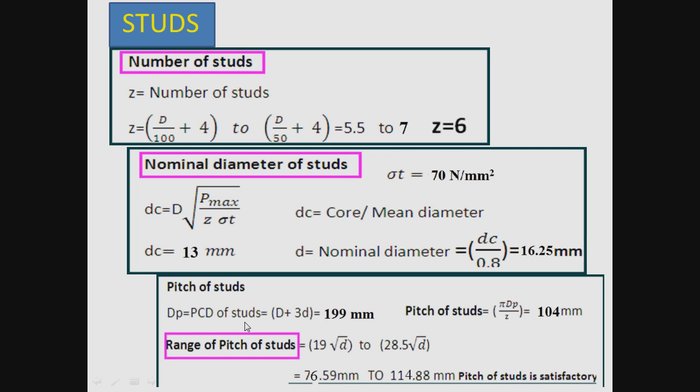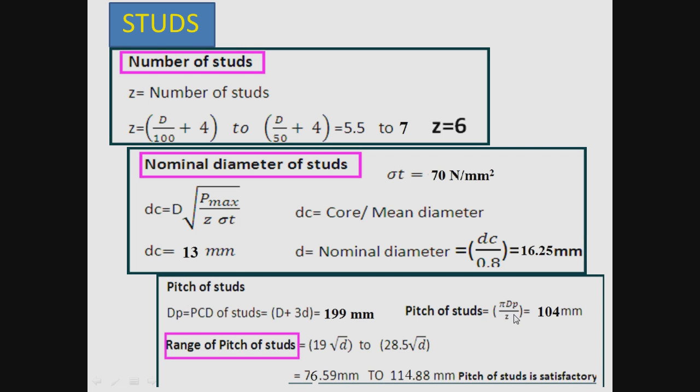Next is pitch of the studs. First let us find the pitch circle diameter of studs. Pitch circle diameter of studs is given by d plus 3d. So if you substitute values, d is 150, small d is 16.25, so you will get the value 199 mm.